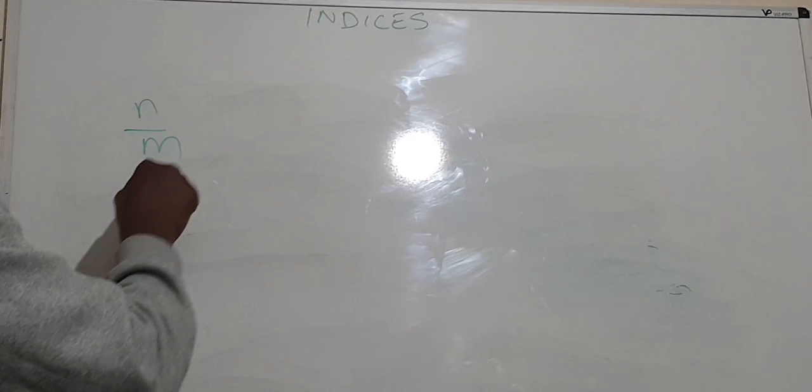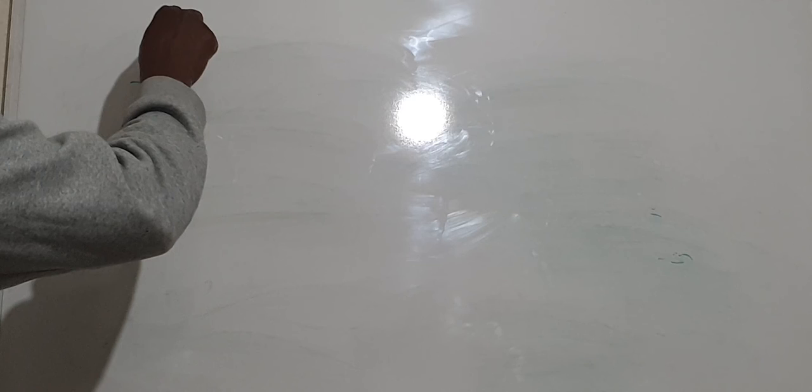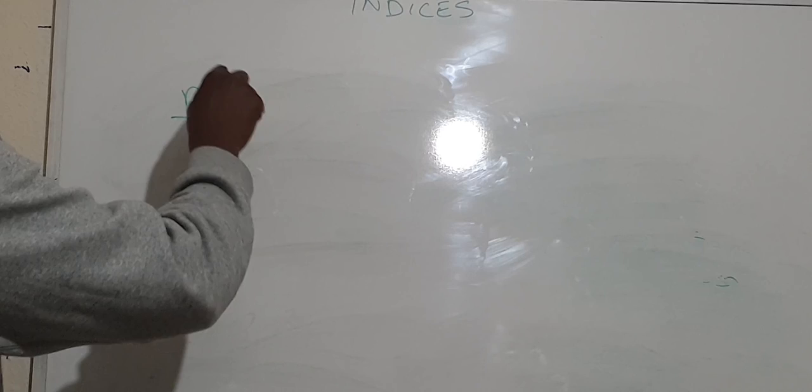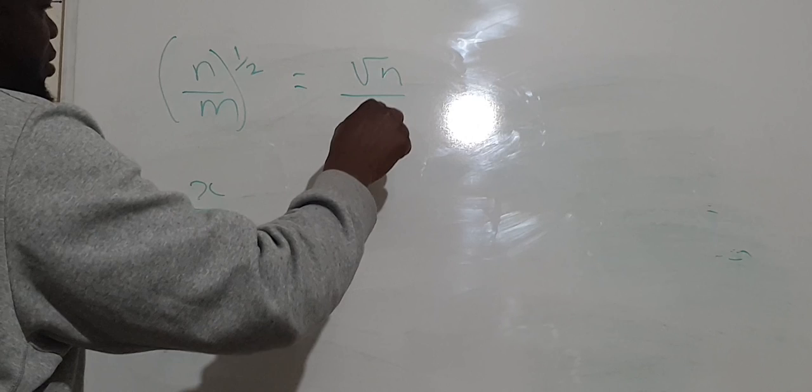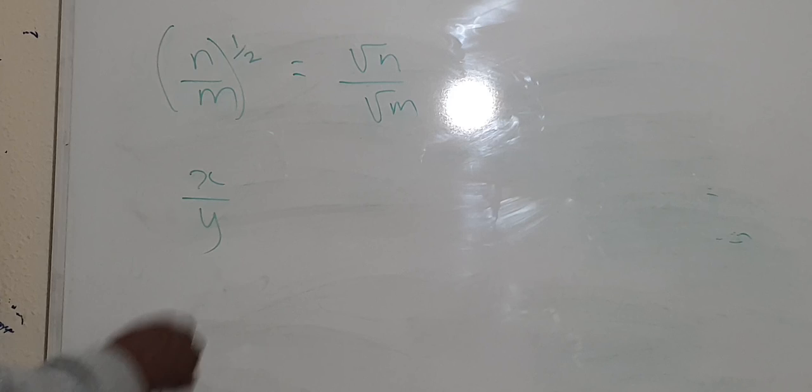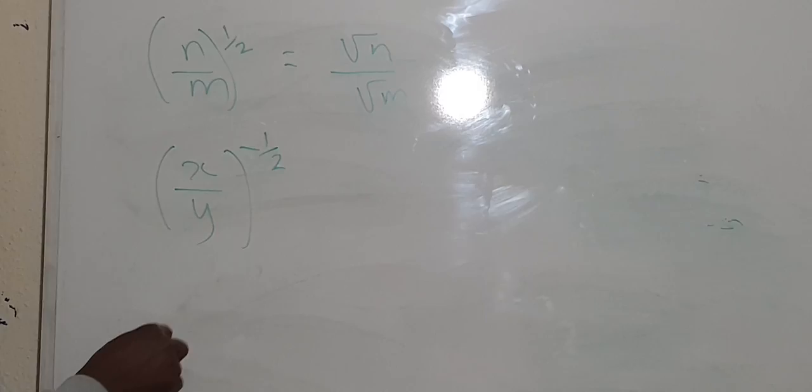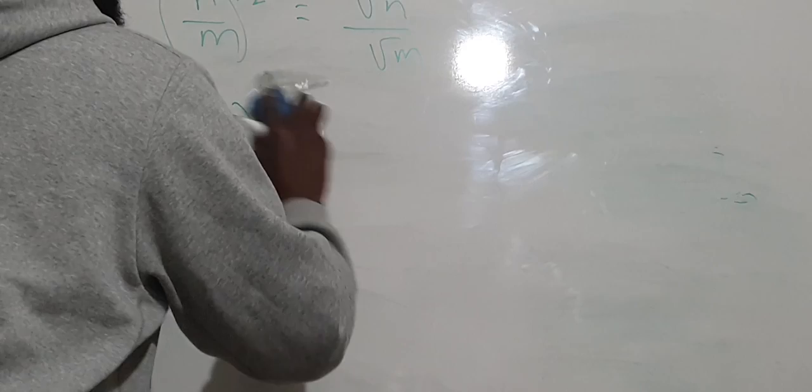Now, a trick they can give you. Look at this. n over m or x over y. Now, if I tell you all this to the power of half, okay? You easily know that this means the square root of n over the square root of m. Now, assuming I put all this now minus.